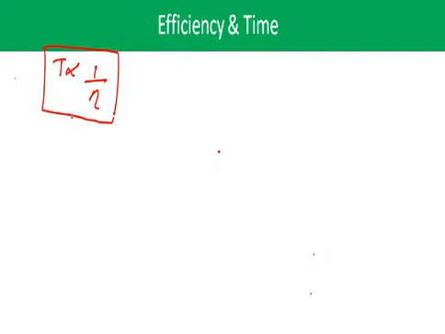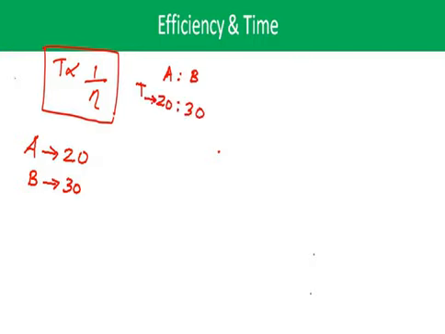Now let's see how this idea is going to be useful for us. Let's assume a person A completes a piece of job in 20 days and another person B takes 30 days to complete the job. So what is going to be the time ratio between A and B? Very simple, 20:30. Ratio itself means it should be in a simplified form. So what is going to be the time ratio? We cut off the zeros. The time ratio will be 2:3.